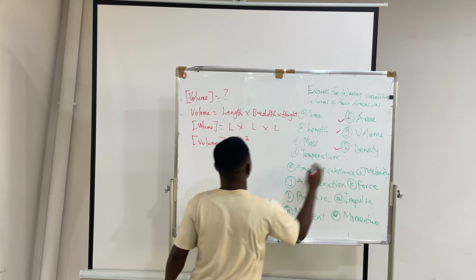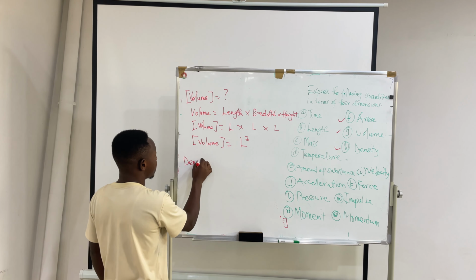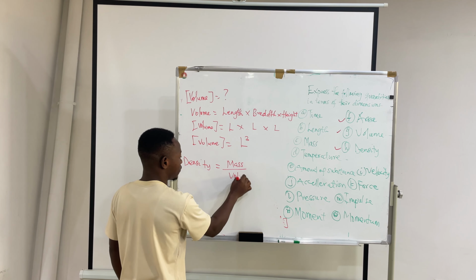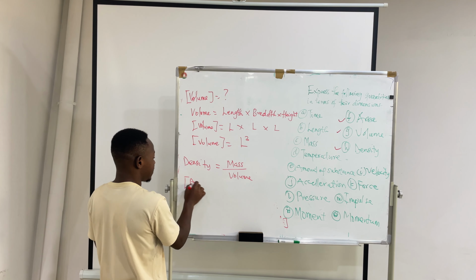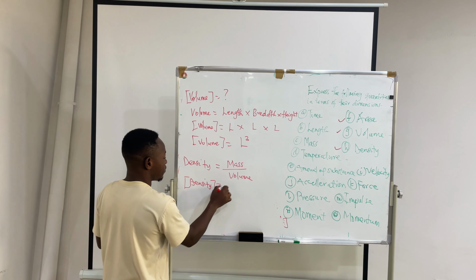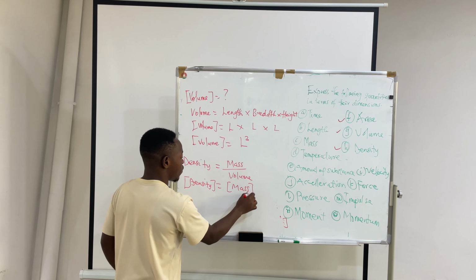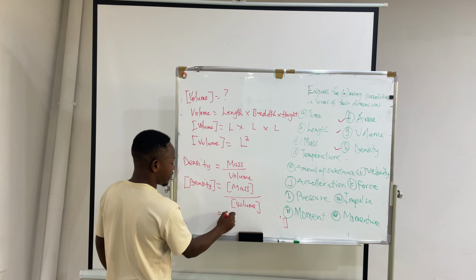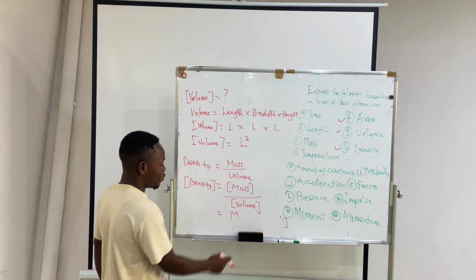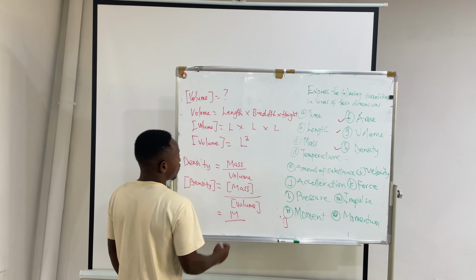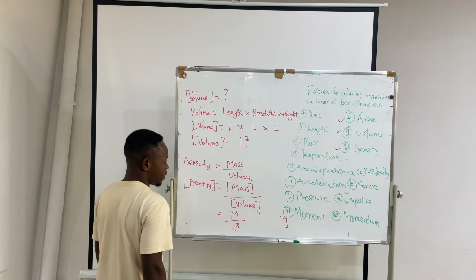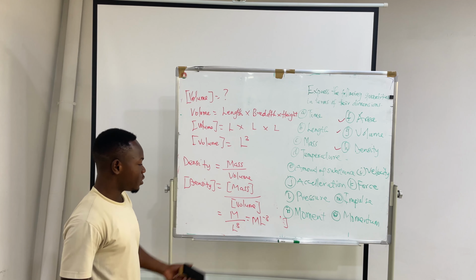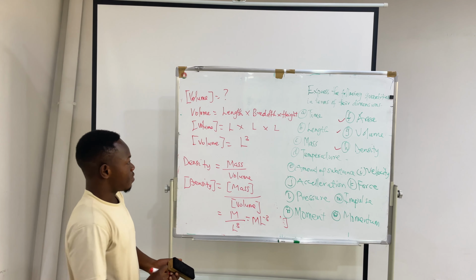Now density. Density is mass per unit volume. So the dimension of density will be the dimension of mass over the dimension of volume. Mass, we already know, is M. The volume will be L cubed. So we can write this as either this or this. So this is the dimensions of density. So moving on.